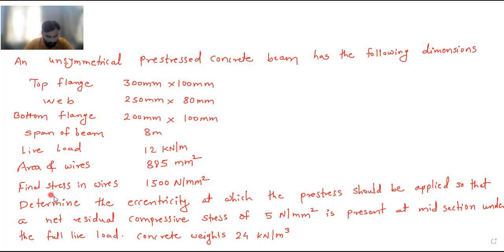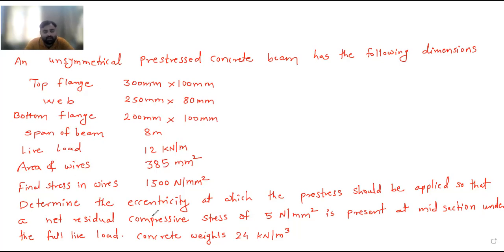Stress in wires is also given. Final stress in wires. Okay, so stress is given. From the stress we can calculate the load. Okay, so this is not 885. It is my mistake. It is 385 mm square. The area of the wires is 385.